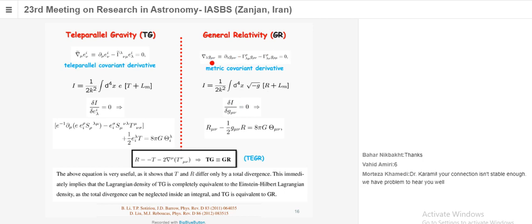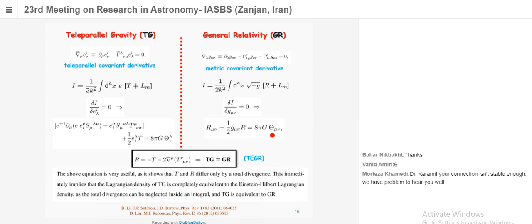And also in general relativity, in GR, the covariant derivative of the metric is equal to zero, and also the covariant derivative of tetrad fields is equal to zero. Regarding the Einstein field equation, if you take the variation of this action with respect to the metric g mu nu, you reach the Einstein famous field equation.